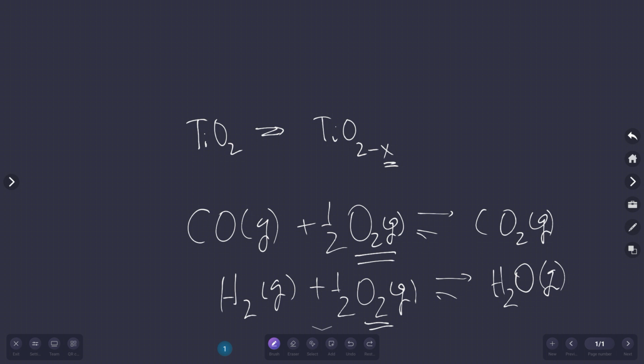Okay? So sometimes, when people need to go to extreme PO2, they use the hydrogen and water vapor mixture, which doesn't give you that carbon deposition. So that's the other alternative. The third way that you can do this is that you can pack metal oxide.